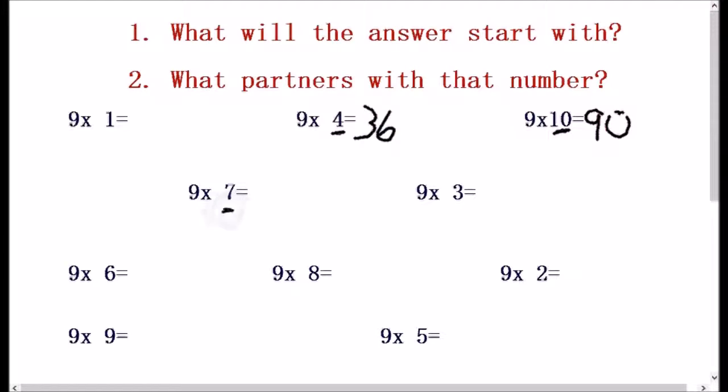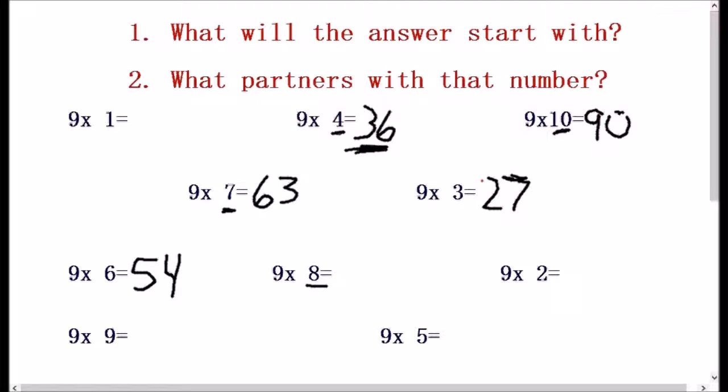9 times 7 is going to start with a 6. And what partners with the 6? Hint, hint, hint. 3. 9 times 3 is going to start with a 2. What partners with the 2? 7. 9 times 6 is going to start with a 6. No, not that number. It's going to be 1 less. 1 less than 6. So it's going to start with a 5. What partners with the 5? 4. 5 plus 4 is 9.